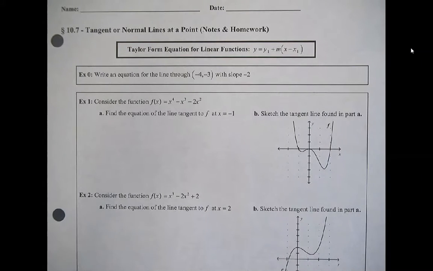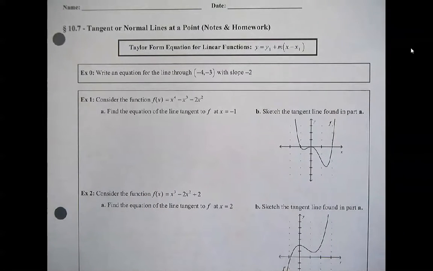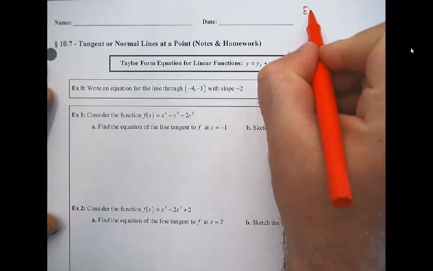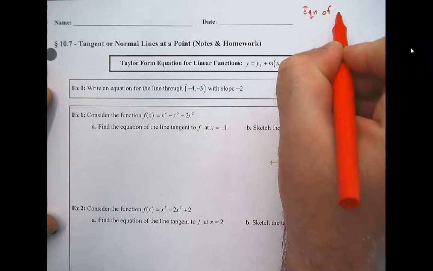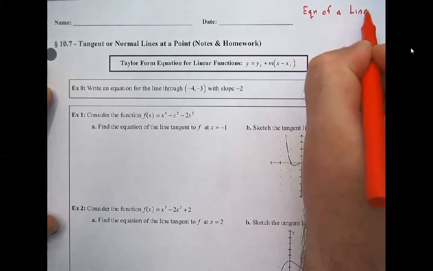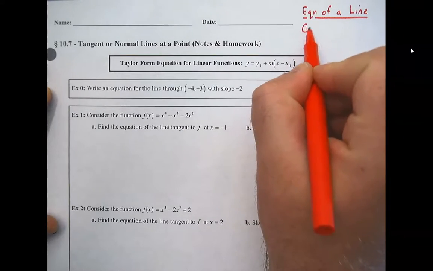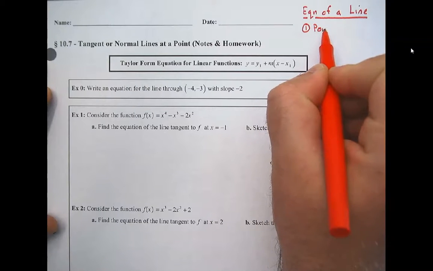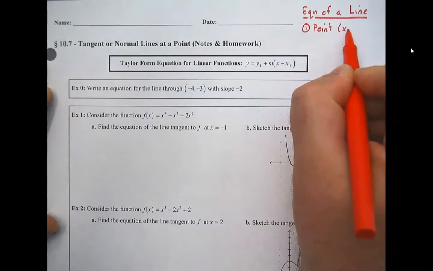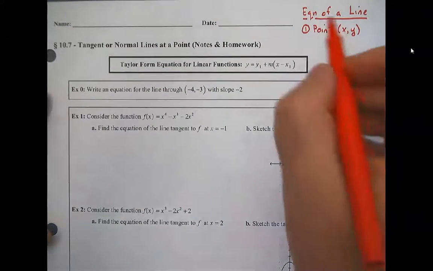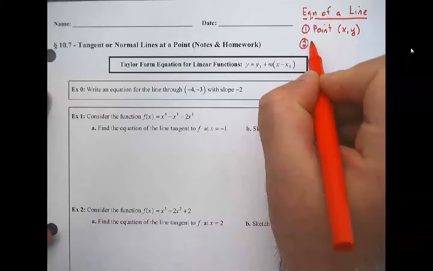We're not ready for that. That's what we'll do in calc, but right now we're going to try to come up with an equation that shows us how the graph is changing at a specific spot. So let's review. If I want to figure out the equation of a line, I need two things. I need a point. Points come to us in the form of x and y. And I need a slope.